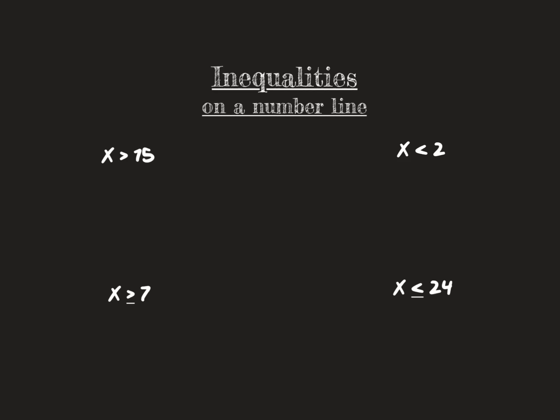We're going to take a look at drawing an inequality on a number line. So our first inequality here says that x is greater than, so that little symbol means bigger than. The big open side is toward the x, so that means x is greater than 15.